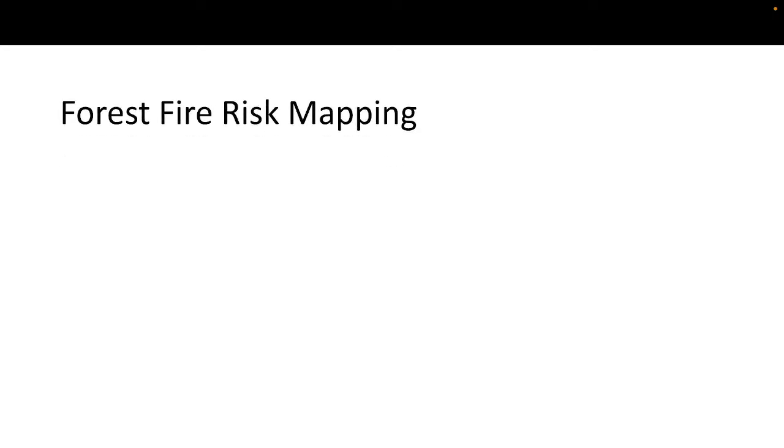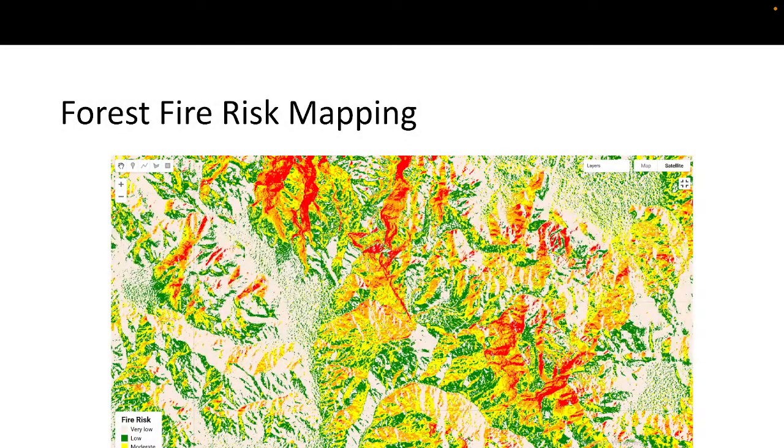It's also very important, it's called forest fire risk mapping. We can easily create a map of where there is high risk of forest fire, where is very high risk, where is moderate, where is low, where is very low. So it's one kind of forest risk mapping, and it's very important for an early warning system.